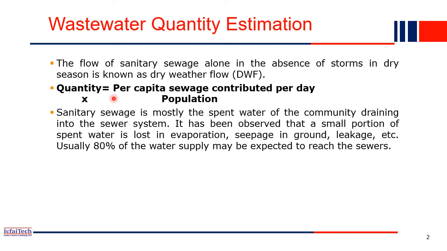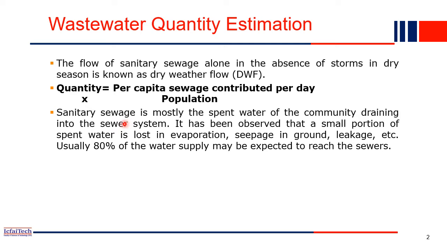The quantity of wastewater equals the per capita sewage contributed per day multiplied by the population. Per capita per day means how much wastewater is produced by each person. Similarly, for water supply distribution, we calculated approximately how much water one person consumes in a day. So if you multiply the per capita sewage contribution per day by the total population of the city, this will give you the total quantity of wastewater generated each day by the city.